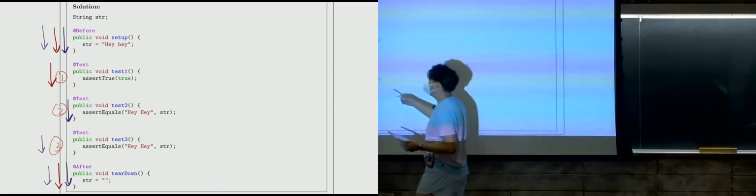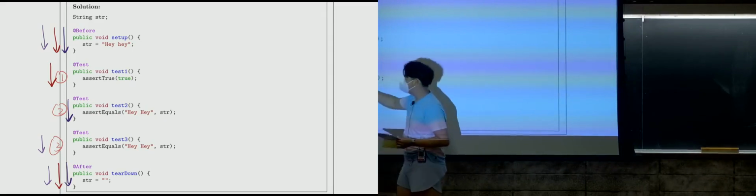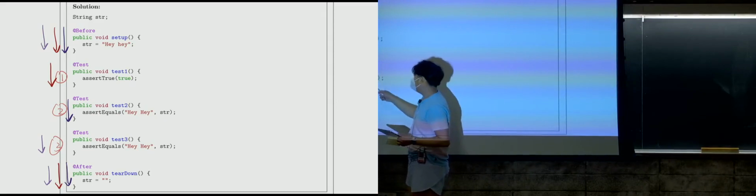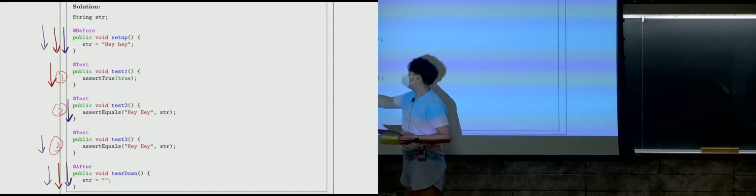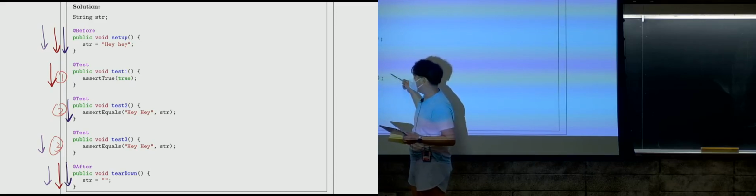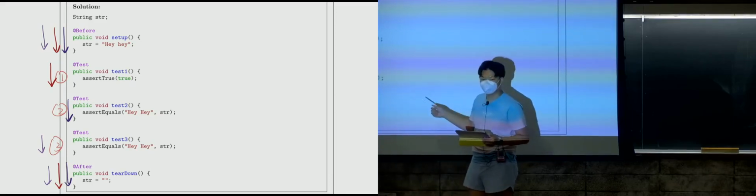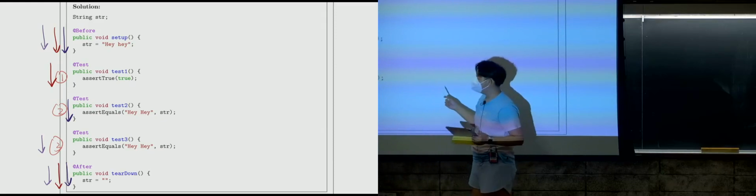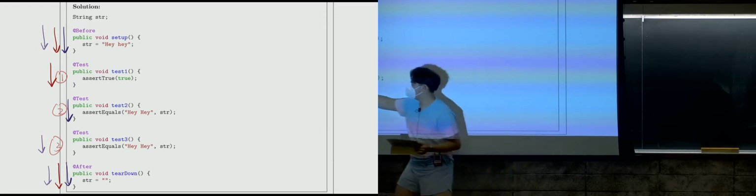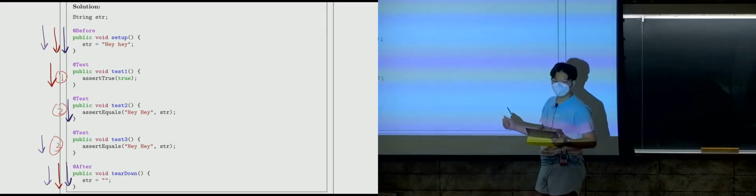So each test should return void. It does not return anything. It's just doing assert equals inside each test. So if str is equal to hey, you pass the assert silently. And if it does not equal hey, this assert equals statement fails, and it will tell you that it fails. So every single test method should have return type void.